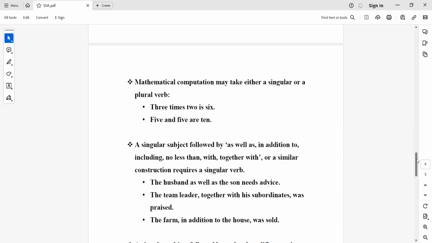The next is a singular subject followed by as well as, in addition to, including, no less than, with, together with, or a similar construction requires a singular verb. The husband as well as the son needs advice. The team leader, together with his subordinates, was praised. The farm, in addition to the house, was sold.